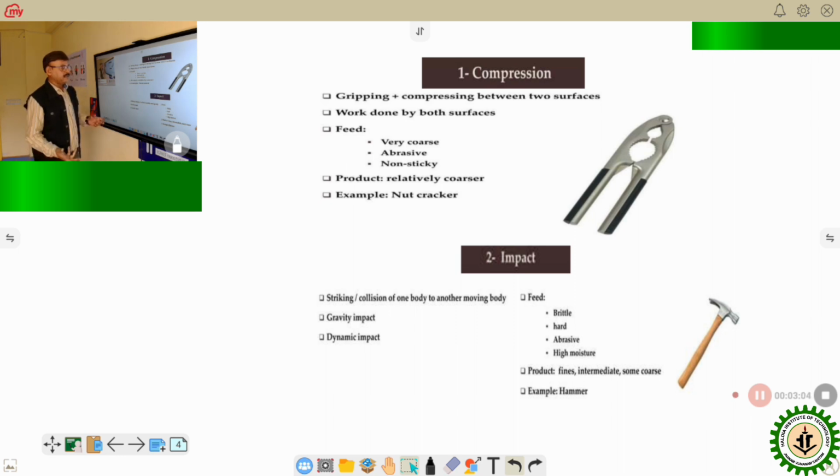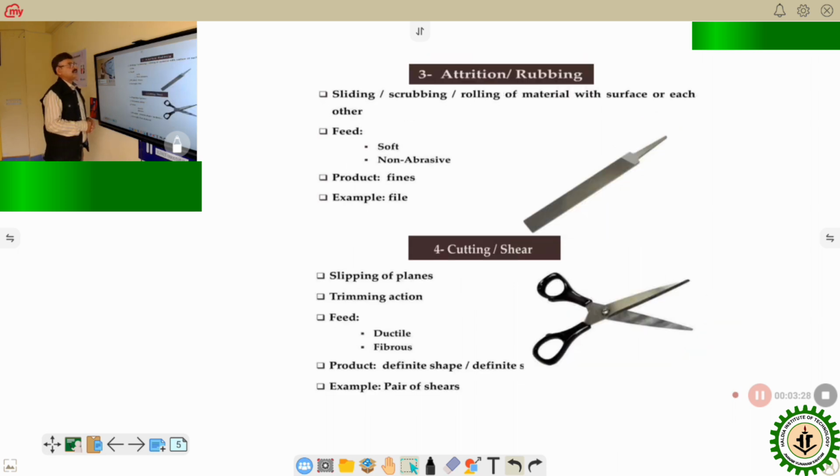The feed material may be brittle, hard, abrasive, or of high moisture content, because moisture content is a parameter which plays a good role in size reduction. We also expect our desired size of product, which may be fine, intermediate, or coarser. The hammer is the example of impact size reduction.